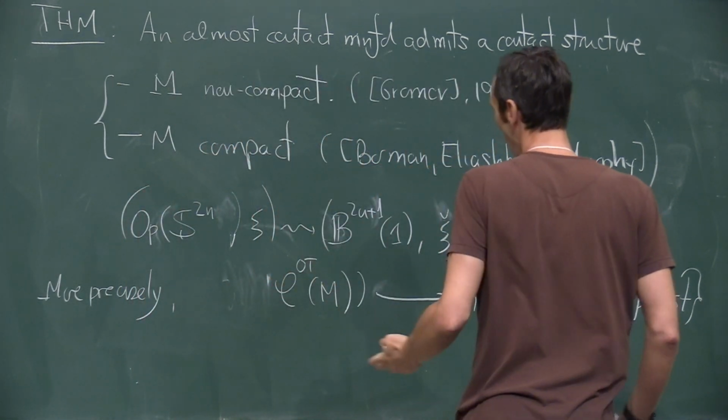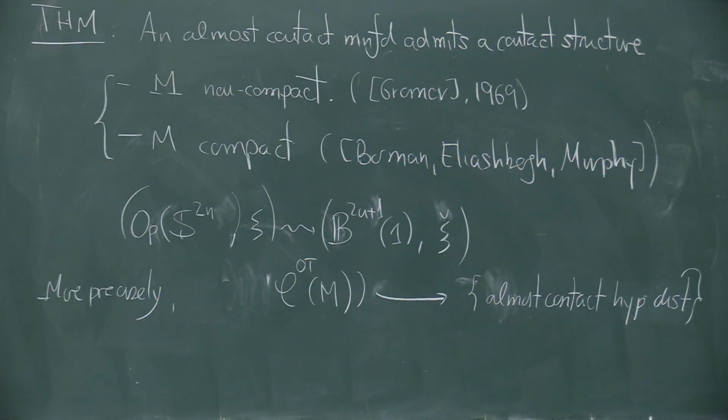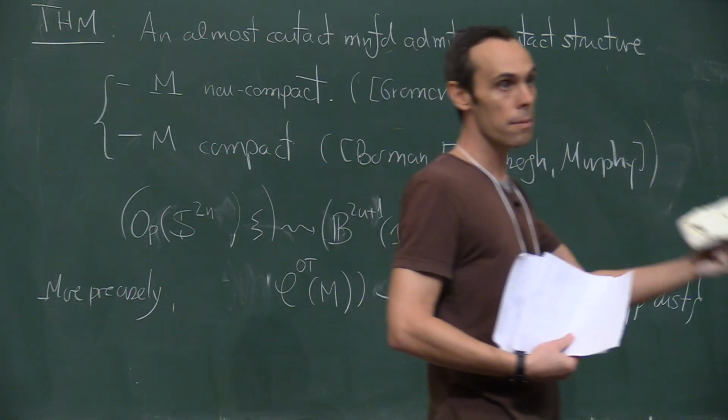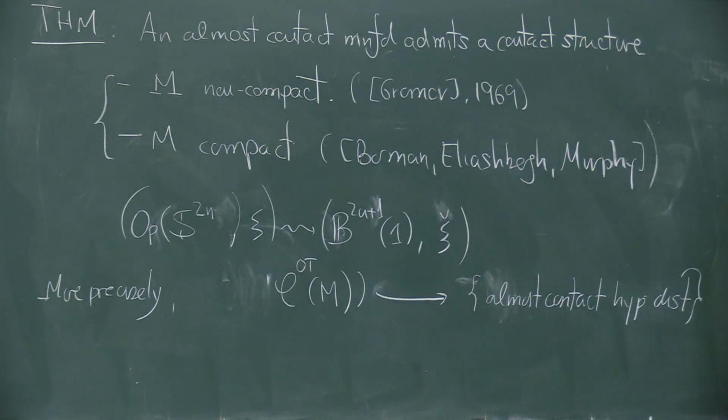So what are these over-twisted contact structures? I'm not even able to give you the definition in higher dimensions. I can give you the definition of three-dimensional over-twisted contact structures, and not even the precise definition.